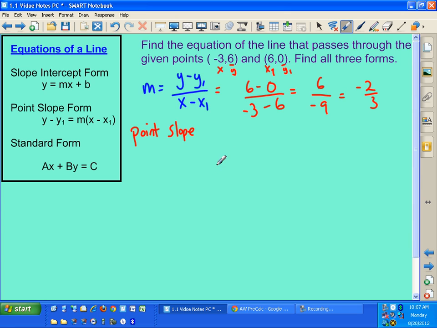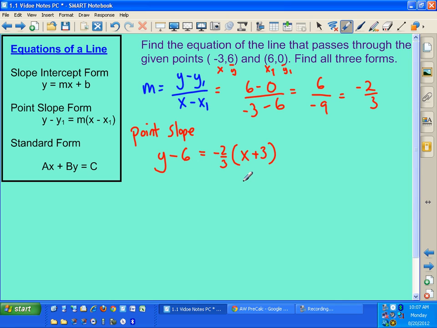So I'm going to pick this guy right here just so that I don't have any zeros in it. And well, I'll do both of them, and I'll show you why in just a second. But I'm going to say y minus y1, which in this case is just a different y, so I'm going to use 6, equals negative 2/3 times x minus negative 3, so that's going to be a plus 3. So there's a point-slope equation.